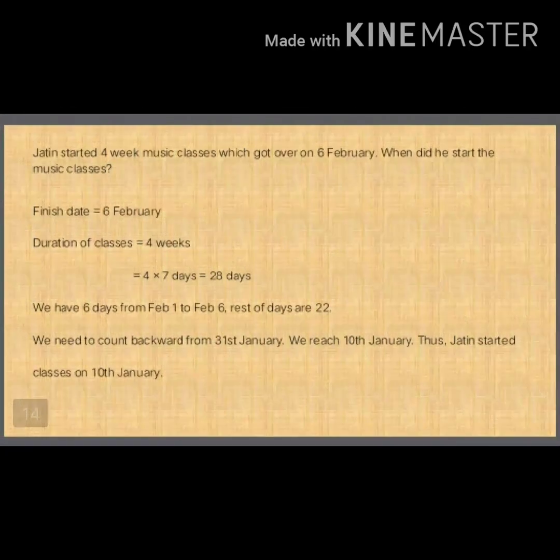Jatin started 4-week music classes which got over on 6th of February. When did he start the music classes? Now 4 weeks, let us check how many days it was. So the duration of the classes, that is 4 weeks, when converted into days, we will get 28 days.